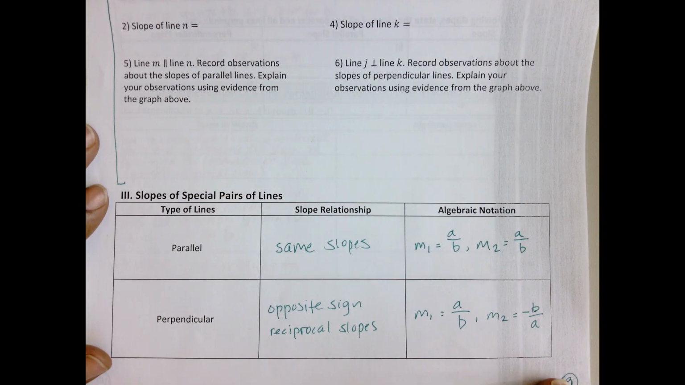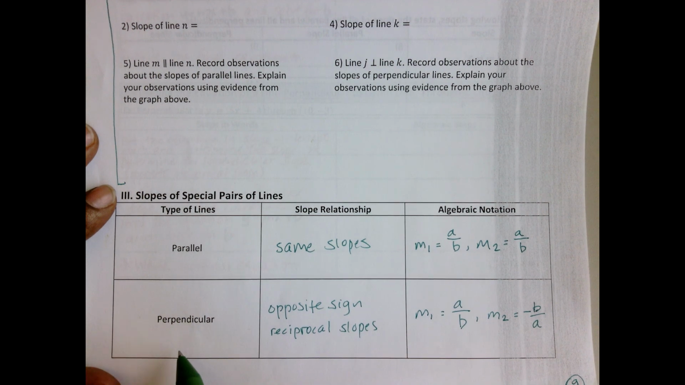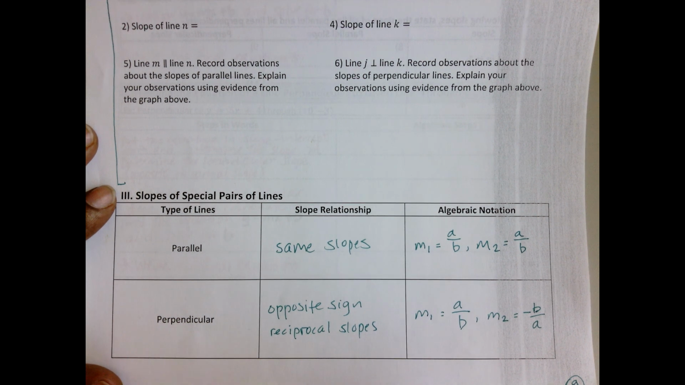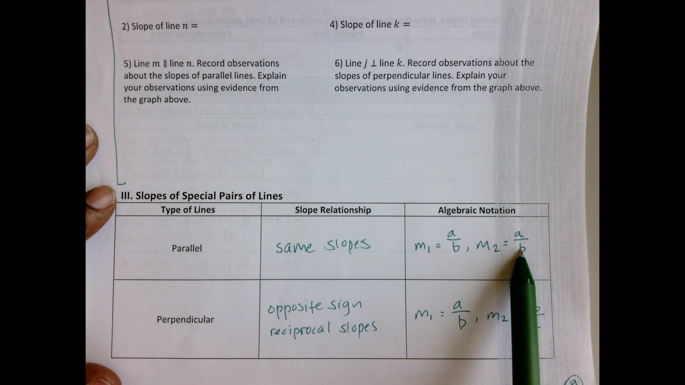So once you did the investigation, you should have seen that the relationship between parallel and perpendicular slopes is a pattern. For parallel lines, their slopes are always going to be the same. So if you have two lines and the slope of the first line is A over B and the slope of the second line is A over B, then they are parallel. Or you will be able to know that they're parallel by looking at the slopes. If the slopes are the same, then you can determine these are parallel lines.